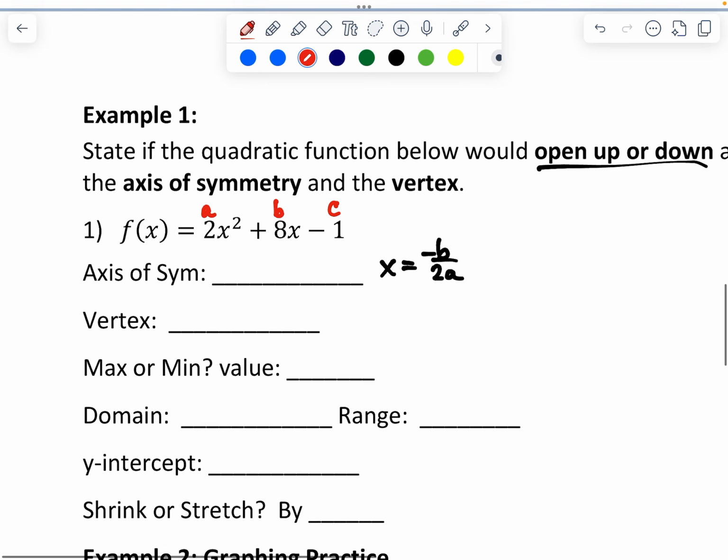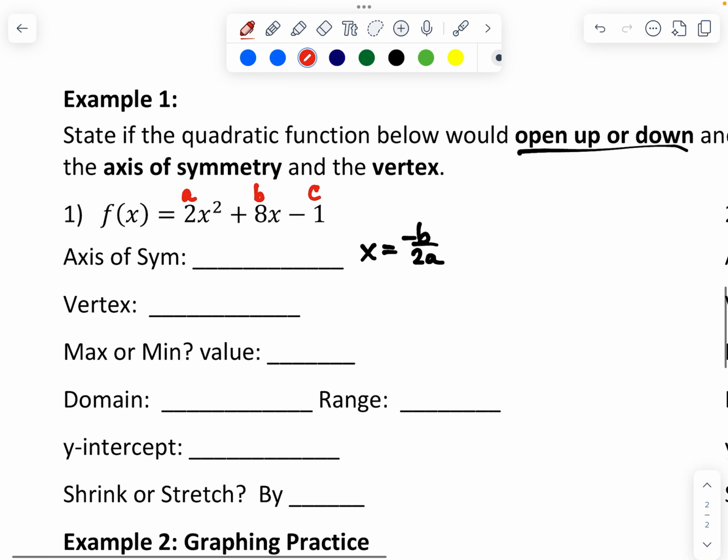Right off the bat, actually, let's go down here. I know c is negative 1, so that is my y-intercept. That's my constant. So I can go down here to the y-intercept and fill that in as (0, negative 1). We know that's the y-intercept. It's always the c value.